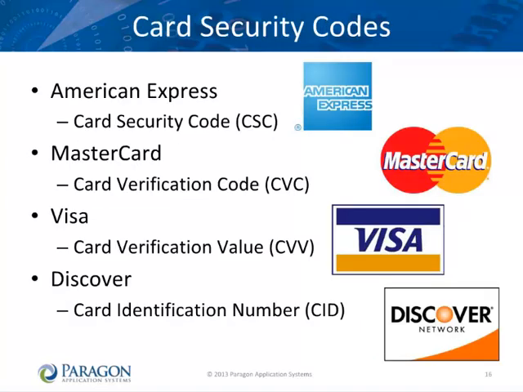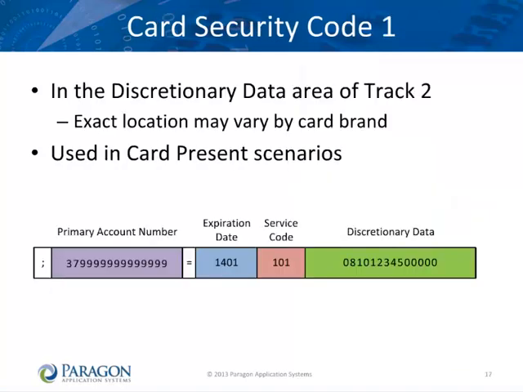Card security codes have been in use for over 10 years. There are several types of card security codes. Each of the global card brands has a different name for these codes, as you can see here. The first type of card security code is embedded in the discretionary data portion of the track 2 in the magnetic stripe. This code is sometimes called the CVC1 or CVV1.